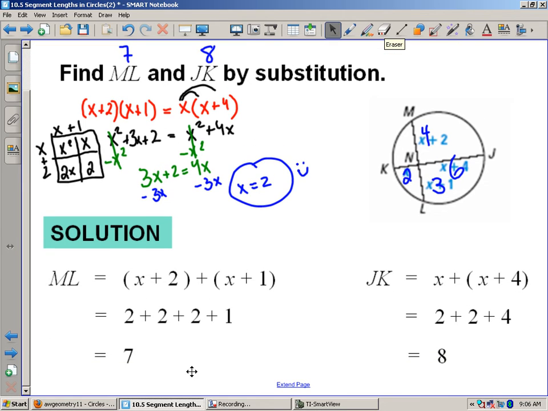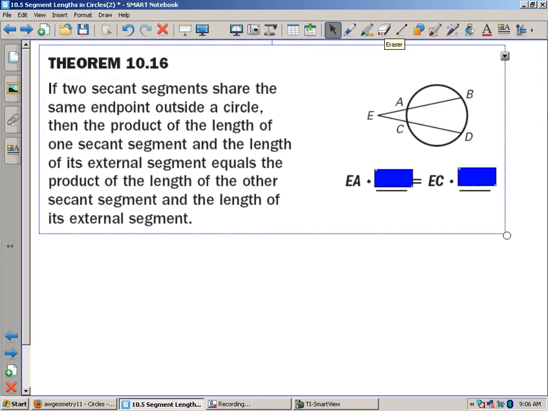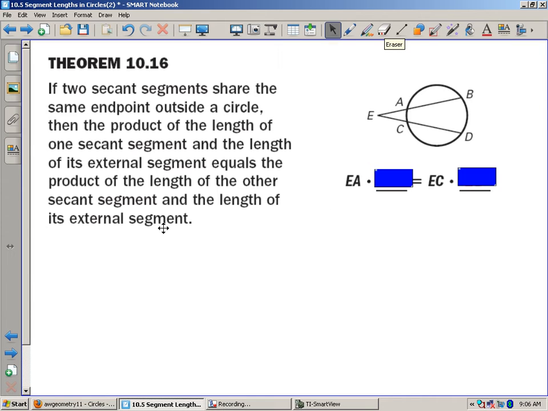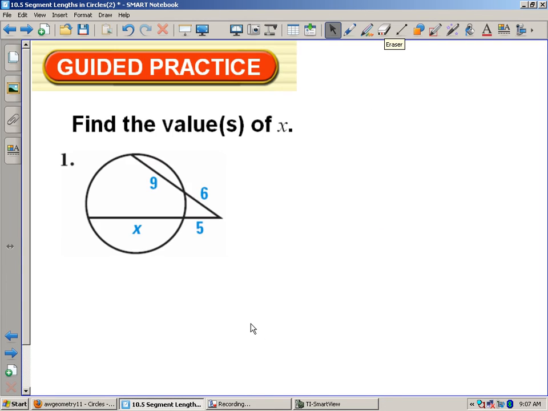So then we have another theorem that says if we have two secants, basically lines that cross into the circle, that if we take the piece outside and multiply it by the whole length of the secant, that will be equal to the other piece outside times the whole length of its secant. And yes, you need to get these down in your notes, so pause it if you need to, but I'm going to move along.